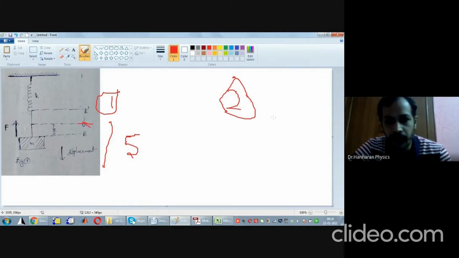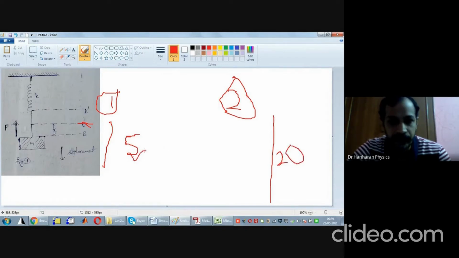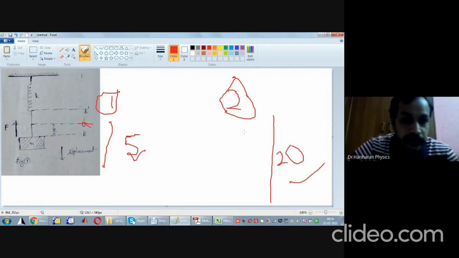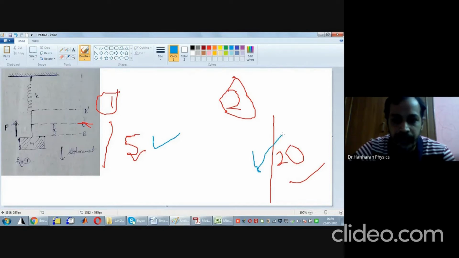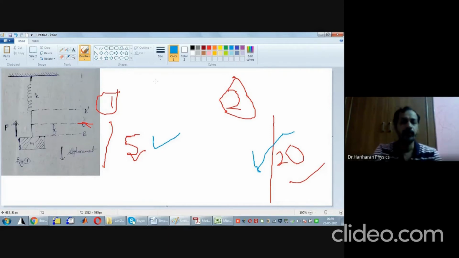Okay, the body is pulled at a distance of, say, 20 centimeters. This is 5 centimeters, the other one is 20 centimeters. Okay, what is case 1? Case 1 is where the object is pulled by a small distance, which is 5 centimeters. What is case 2? Case 2 is where the body is pulled from the equilibrium position O by a large distance, which is 20 centimeters. Correct? Now the question is, in which case will there be more restoring force?